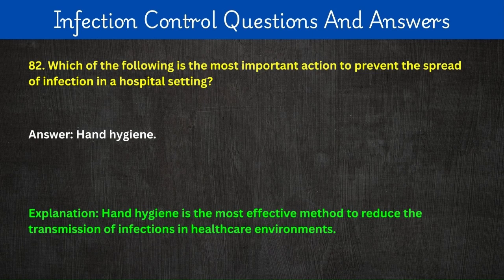82. Which of the following is the most important action to prevent the spread of infection in a hospital setting? Answer: hand hygiene. Explanation: hand hygiene is the most effective method to reduce the transmission of infections in healthcare environments.